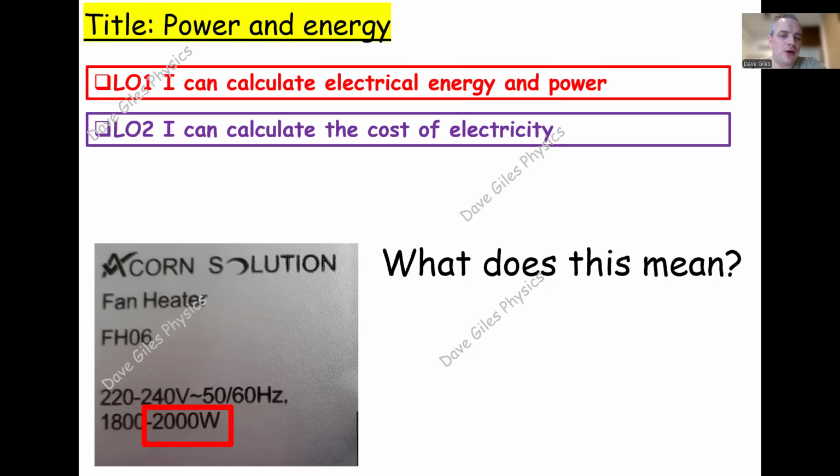Hello and welcome to the next lesson of Cambridge International IGCSE Physics, and today we are looking at power and energy. By the end of this lesson I want you to calculate electrical energy and power and also calculate the cost of electricity.